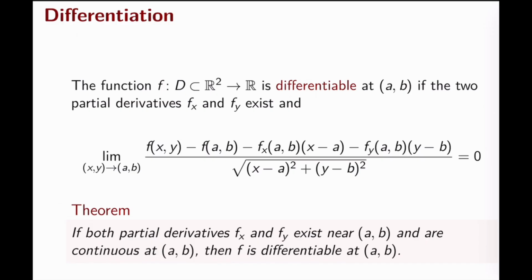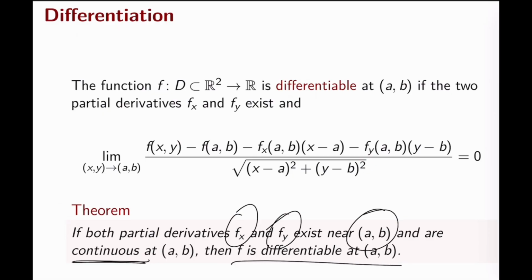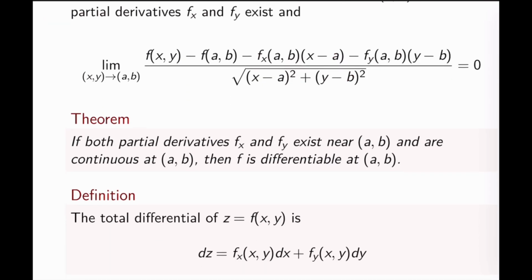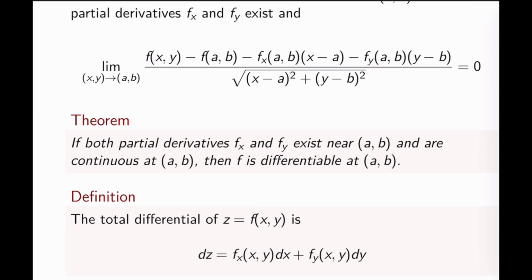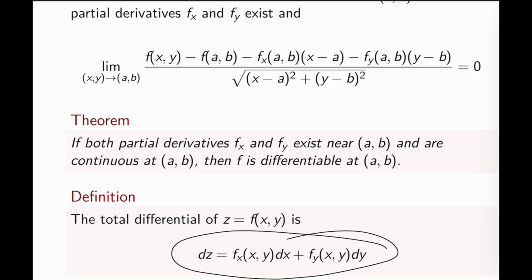So this theorem says that if both partial derivatives exist in a neighborhood of the point and are continuous at (a, b), then the function is differentiable. And in that case, we say that the total differential of the function is dz equals the first partial derivative times dx, plus the partial derivative with respect to y times dy.